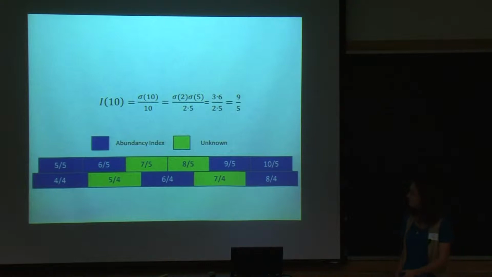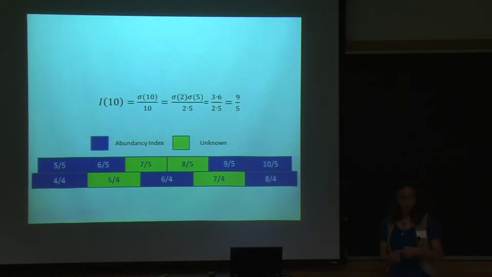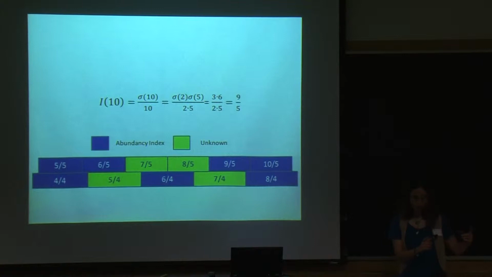Now, the sum of divisors function is multiplicative. This means that since 10 can be written as the product of 2 relatively prime numbers, we can write the sum of divisors of 10 as the product of the sum of divisors of 2 times the sum of divisors of 5. Now, you can only do this when you have 2 relatively prime numbers. You can't do like sum of divisors of 2 times sum of divisors of 2, only if they're relatively prime.